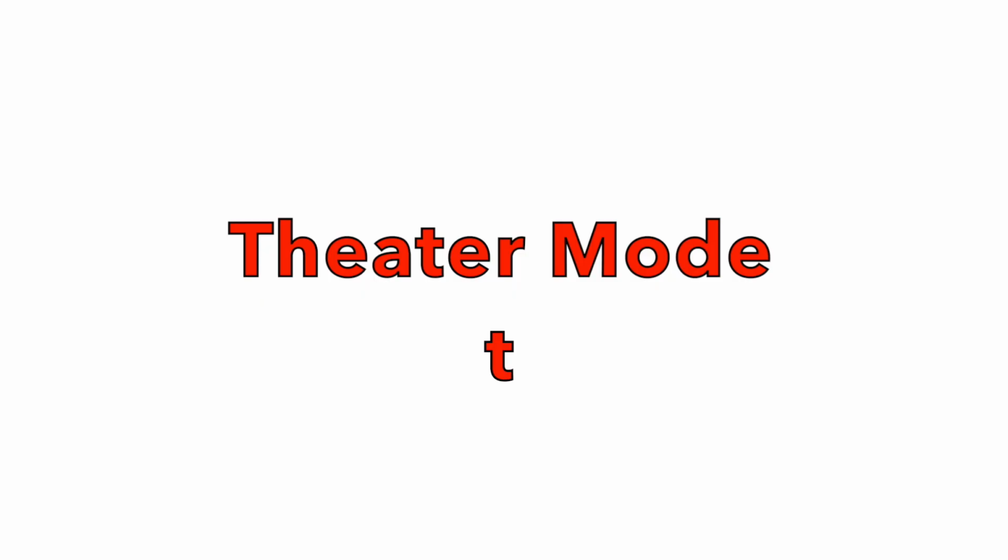To show the video in full screen, use the F key. Use the F key again to exit full screen. Use the T key to get in and out of theater mode. And use the I key to show the video in mini player. And use the I key again to exit mini player.